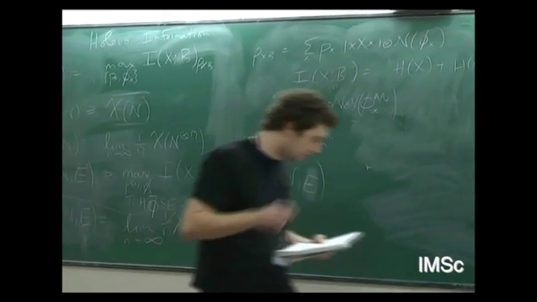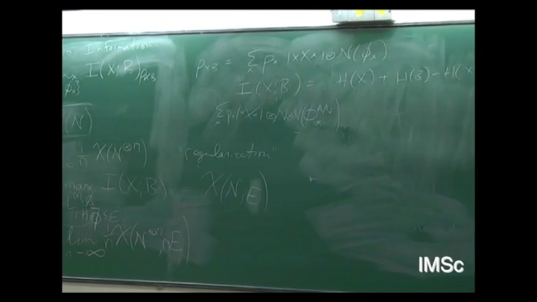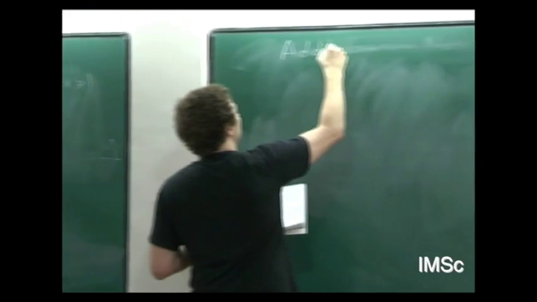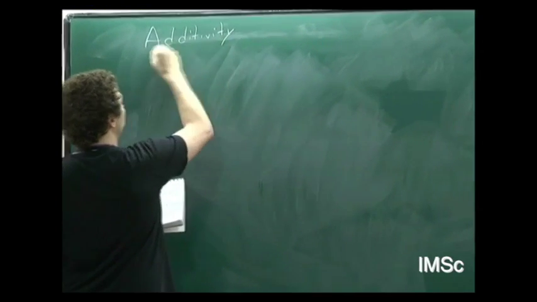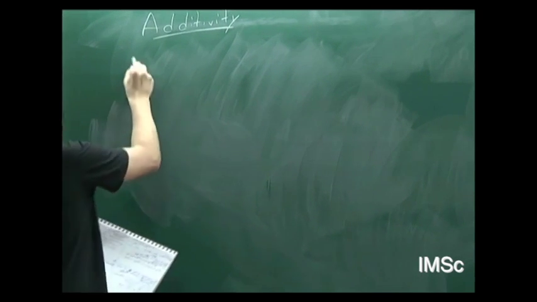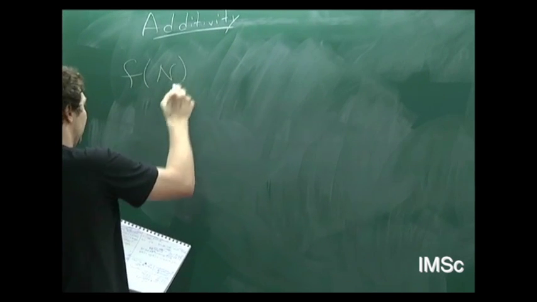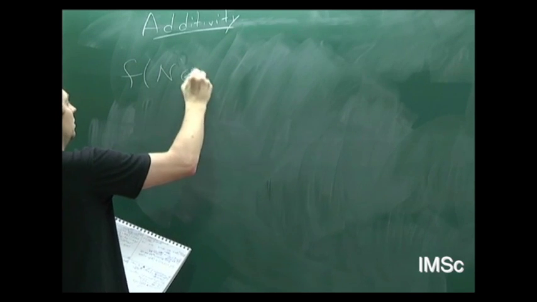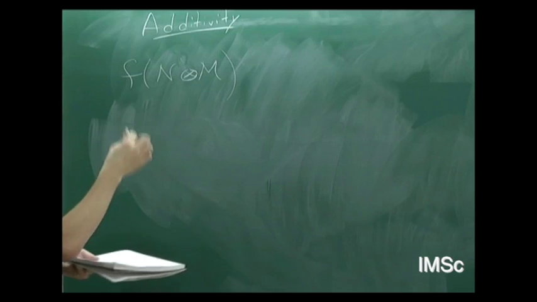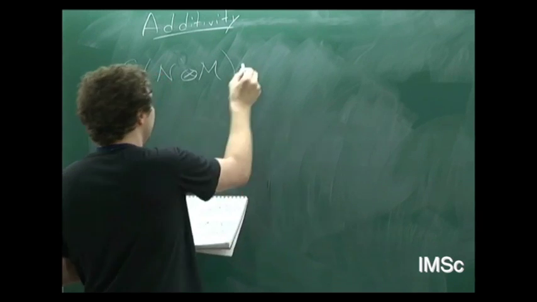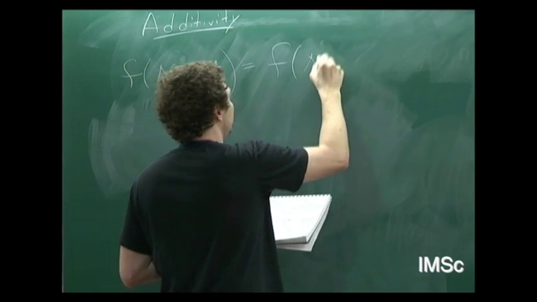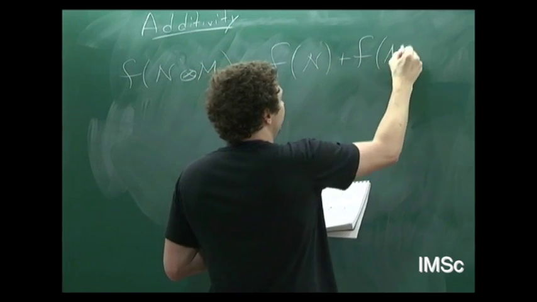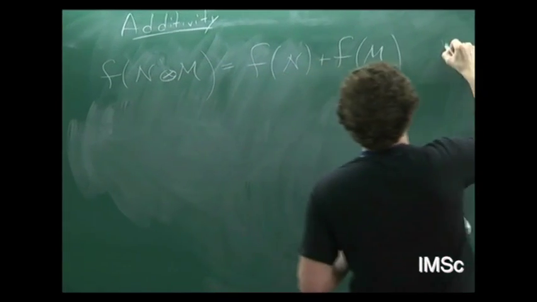Looking at these quantities for the channels that we're interested in, I want to say a couple of words about additivity. So if we have some function on channels, I'll call it f of a channel, we say that it's additive if when I evaluate that function on two separate channels, the tensor product of the channels, then it's just equal to the sum of the function on the two factors. We say it's additive.